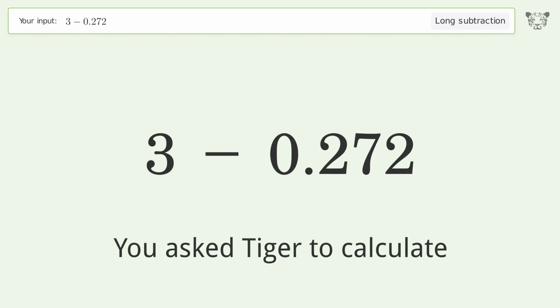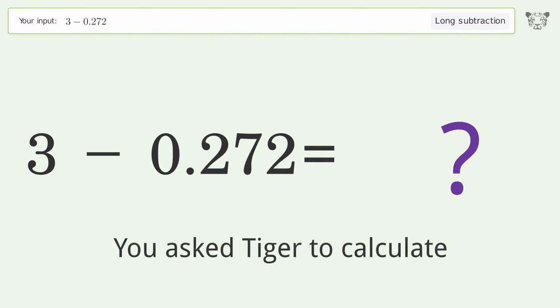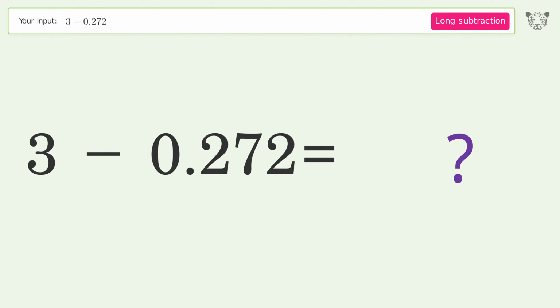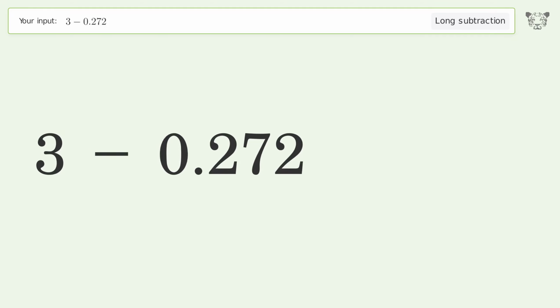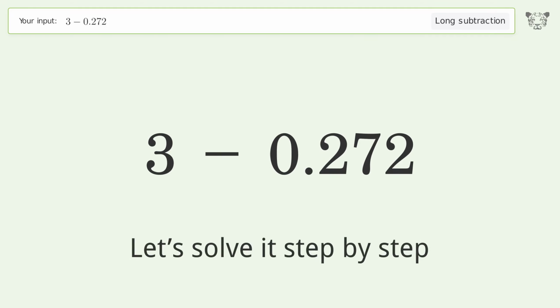You ask Tiger to calculate. This deals with long subtraction. The final result is 2.728. Let's solve it step by step.